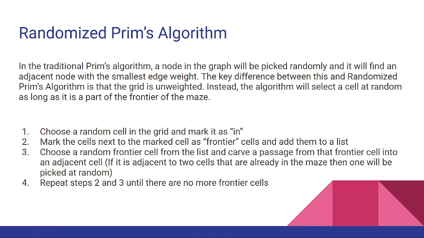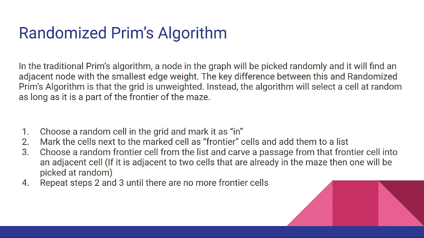So in the traditional Prim's algorithm, the way it works is that a node in the graph will be selected, and then it will look at all of its adjacent nodes and find the one with the smallest edge weight. The key difference between this and randomized Prim's algorithm is that the grid is unweighted, and instead the algorithm will select a cell at random as long as it's a part of the frontier of the maze. So there are a few steps for randomized Prim's algorithm.